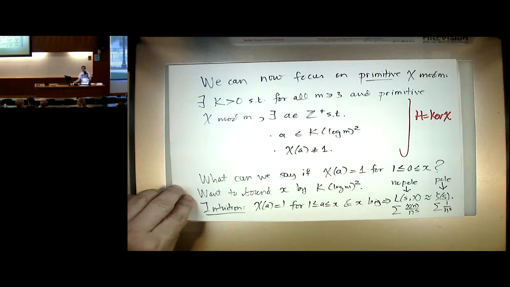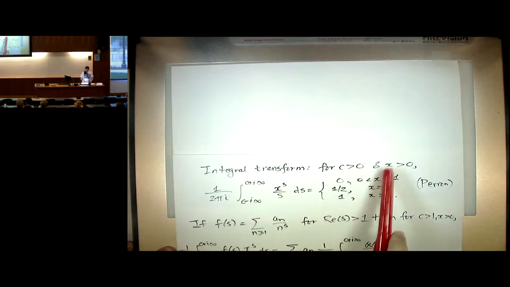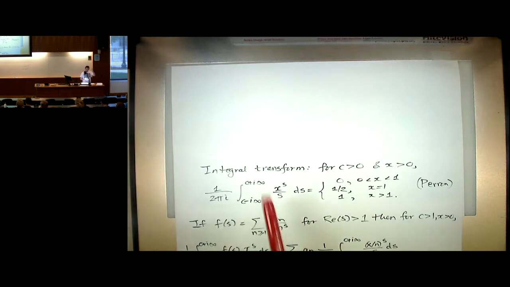So let me give you an example of an integral transform which allows us to extract out the initial coefficients of the Dirichlet series. This is a result due to Perron, and it might look at first like a weird result. This has nothing to do with Dirichlet series here. What it's saying is, if you integrate for positive c, this is a vertical integral, you're integrating along a vertical line in the right half plane.